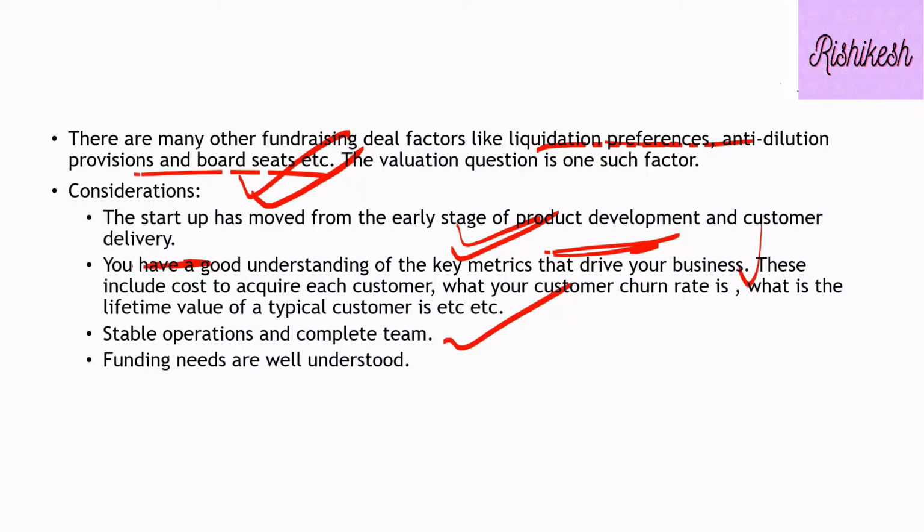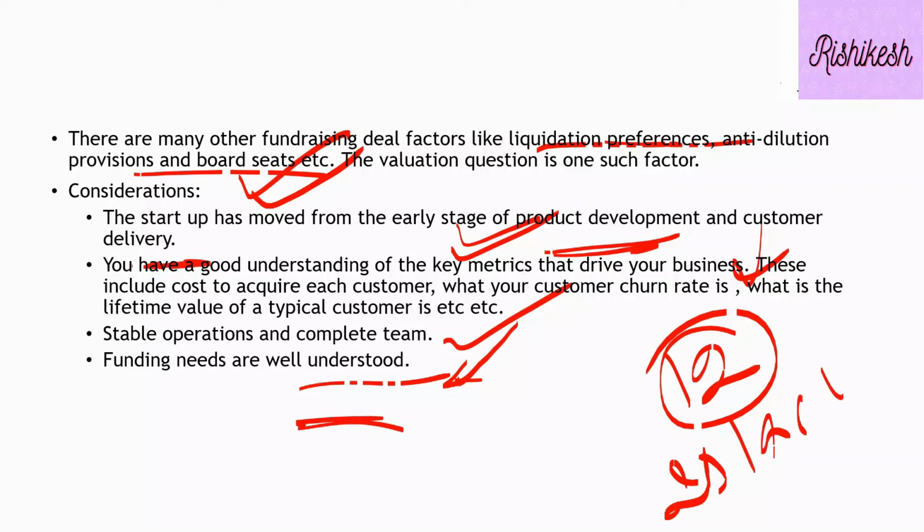So this second factor results from the first factor. And the third factor is also related. Your startup should have stable operations and a complete team. And the fourth thing is that funding needs are well understood. Funding needs are well understood means you knew that for 12 months you needed 20 lakh US dollars. How can you be so clear about this thing?